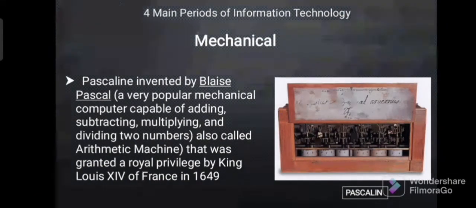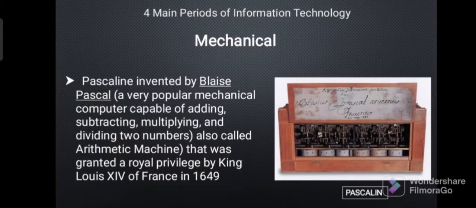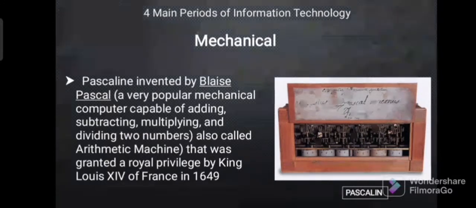Another example is the Pascaline. The Pascaline was invented by Blaise Pascal, a very popular mechanical computer capable of adding, subtracting, multiplying, and dividing two numbers, also called the arithmetic machine, that was granted a royal privilege by King Louis XIV of France in 1649.